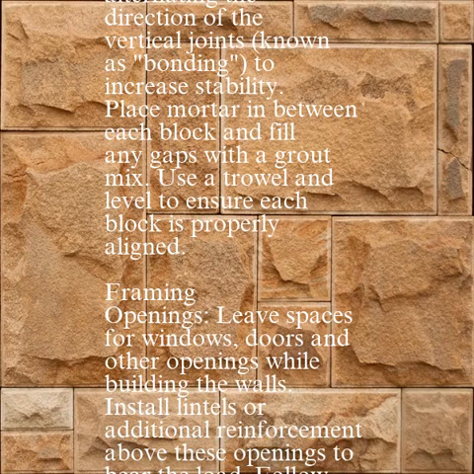Building walls: continue laying subsequent courses, alternating the direction of the vertical joints, known as bonding, to increase stability. Place mortar in between each block and fill any gaps with a grout mix. Use a trowel and level to ensure each block is properly aligned.